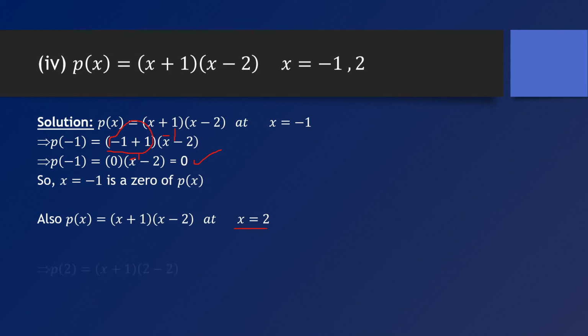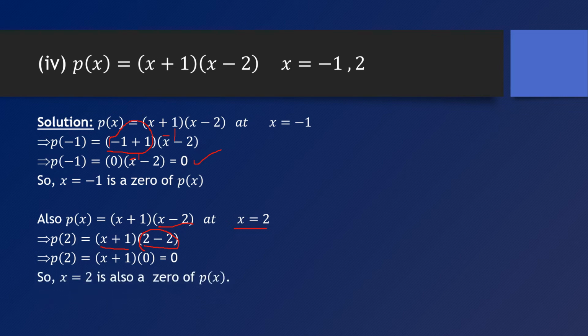Same polynomial. Here we have kept x plus 1 as it is for now, and we have kept the value of x here, 2 minus 2, which is equal to 0, and 0 multiplied by anything is equal to 0. So x plus 1, or you can say 2 plus 1, 3 into 0 is also 0. Therefore x is equal to 2 is also a 0 of p of x. So there are two zeros in this case as well.